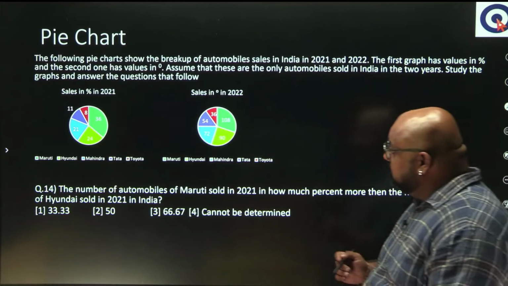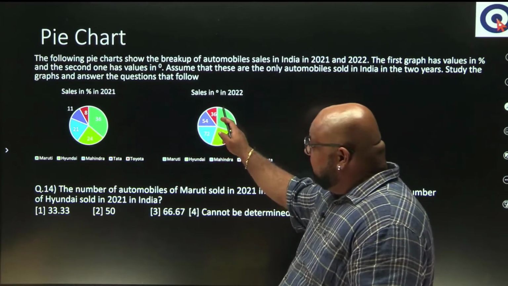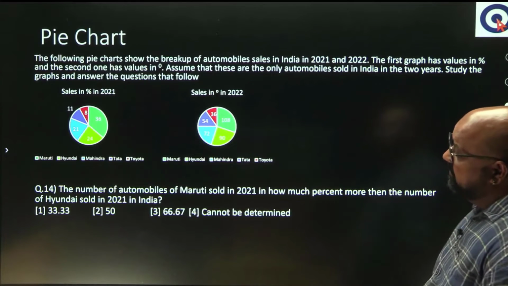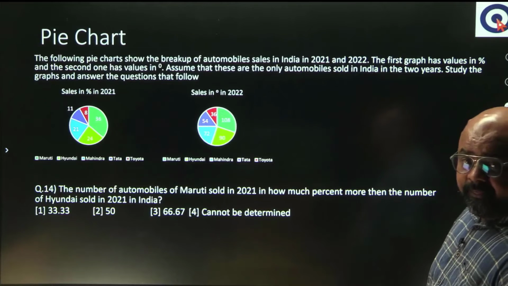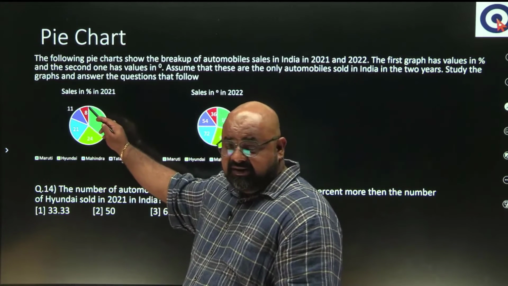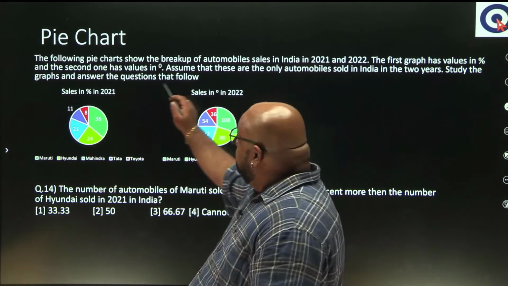Some of these values are not visible. So, okay, I'll just put in the values. If you look at these 2 pie charts, the first pie chart says, the following pie chart shows the breakup of automobile sales in India in 2021. So this was the total sales of automobiles. This is how the breakup is in 2021.